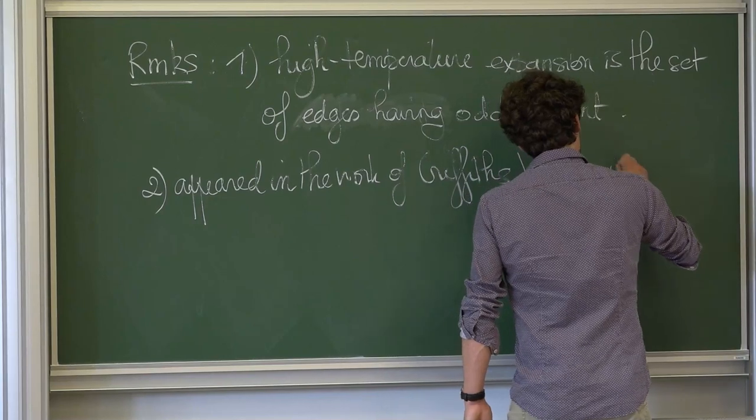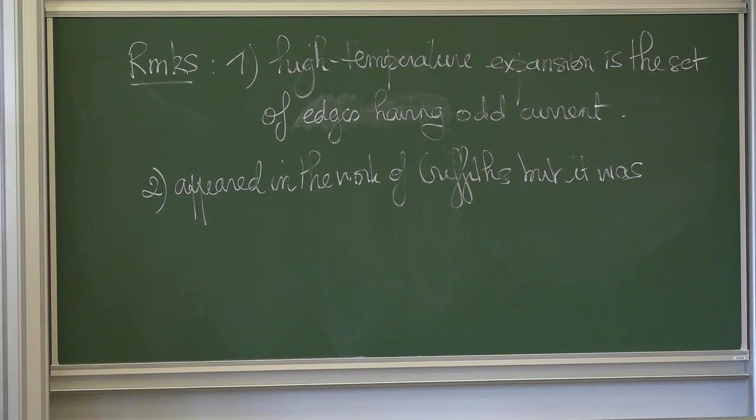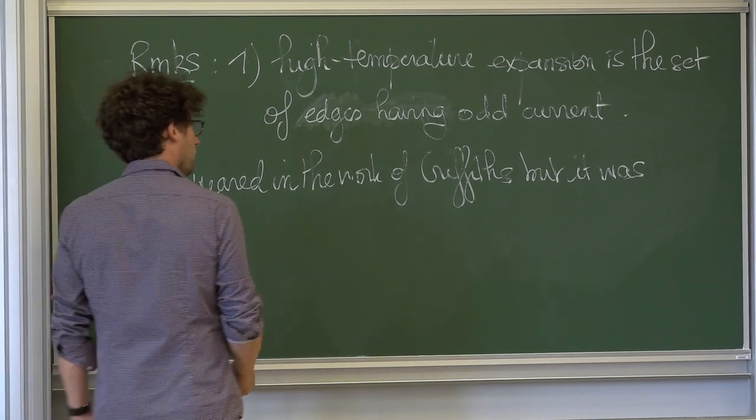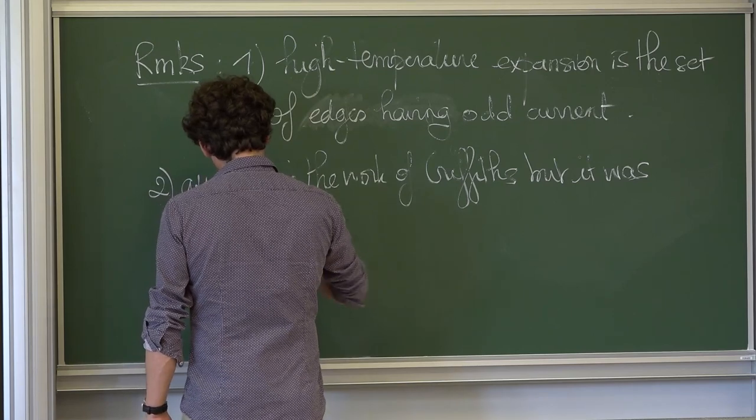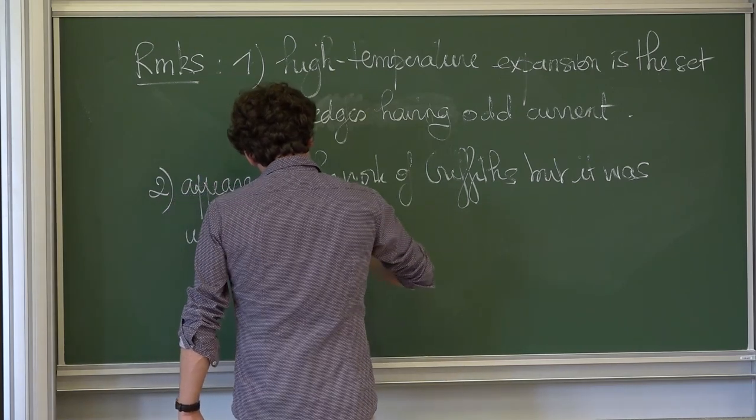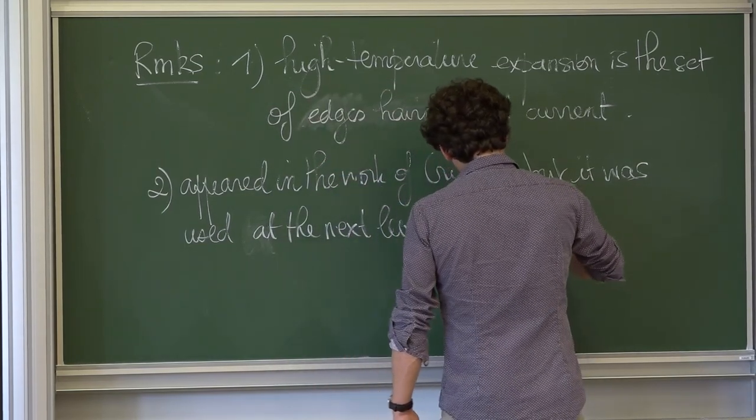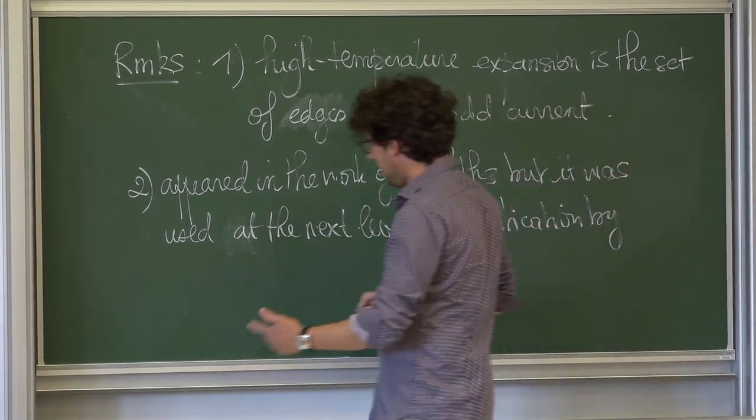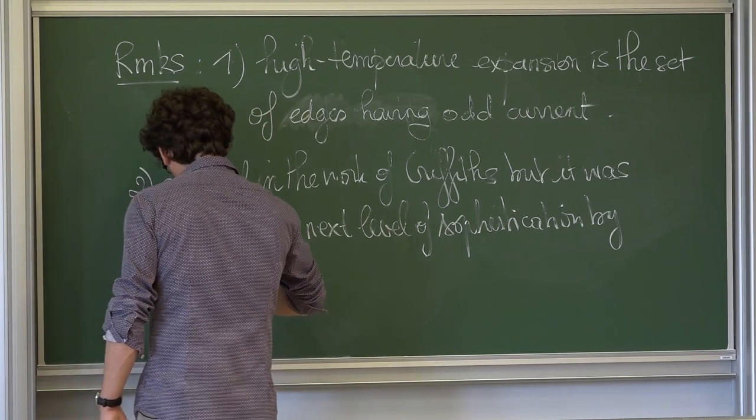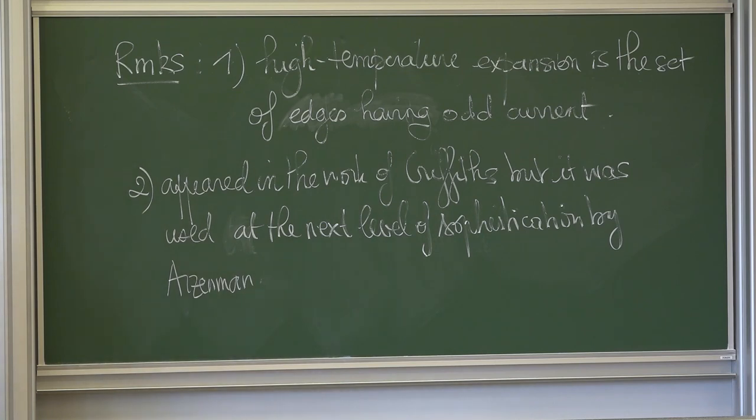But it was, I think it's fair to say, magnified, really used in its full power, in the work of Eisenman from 1980. But it was used at the next level of sophistication by Eisenman exactly in the work on triviality. This is the end of 2.1.